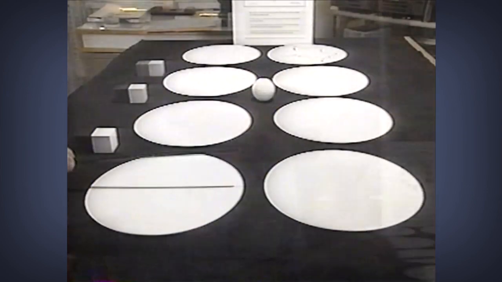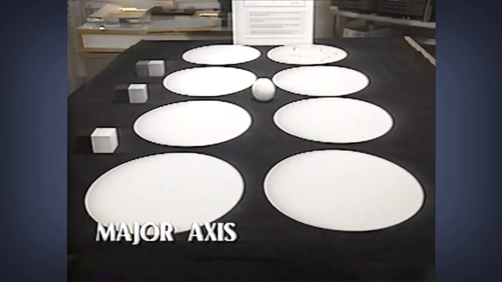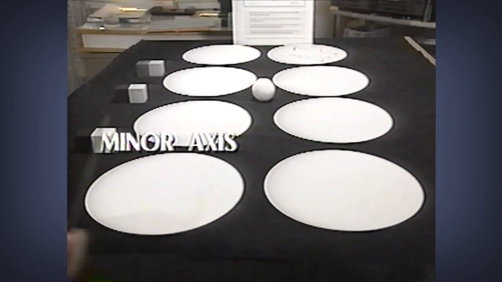There are 2 things that we need to know about ellipses. The longest line that can be drawn through the center of an ellipse is called the major axis. From our point of view, that's this cross piece here. That's the major axis. The other thing we want to know about is the minor axis, and that's the shortest line that can be drawn through the middle of an ellipse. This is the minor axis.